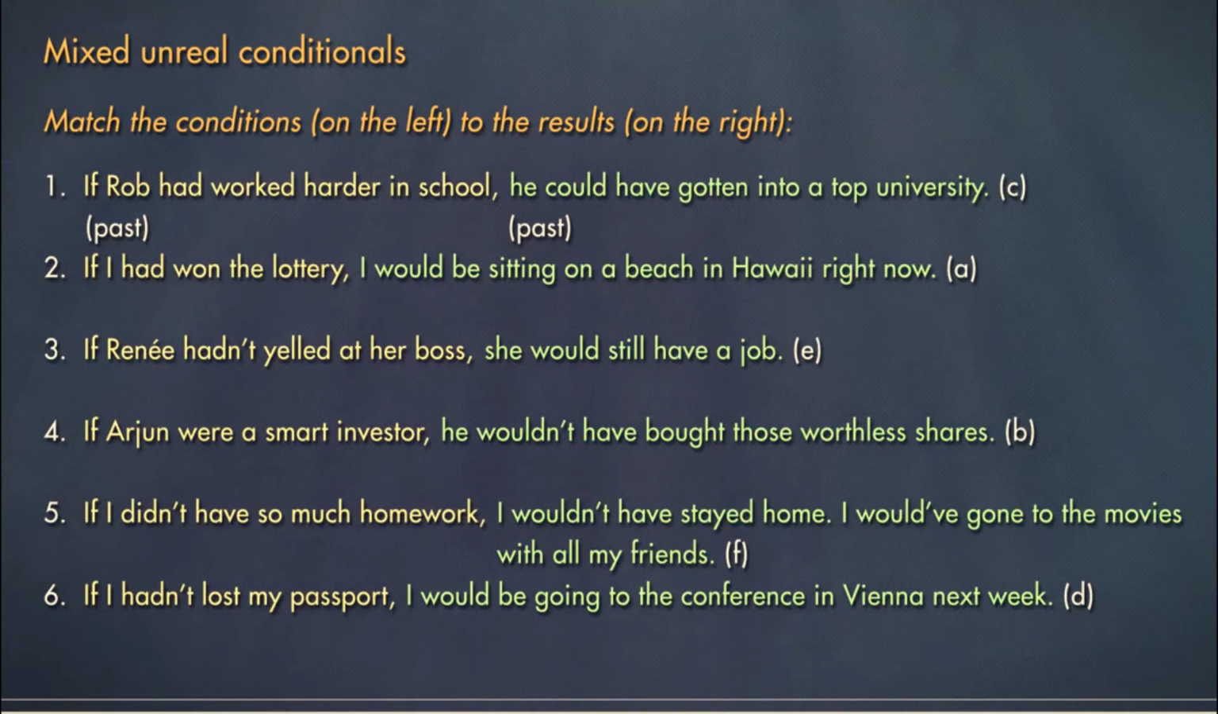Number two is, if I had won the lottery, I would be sitting on a beach in Hawaii right now. Here you see that we have a past condition, if I had won the lottery, say yesterday, and then we have a present result. I would be sitting on a beach in Hawaii right now. This means I didn't win the lottery, so I'm not at a beach. So you see that it starts like a third conditional, past condition, but then the result part is like a second conditional, present result.